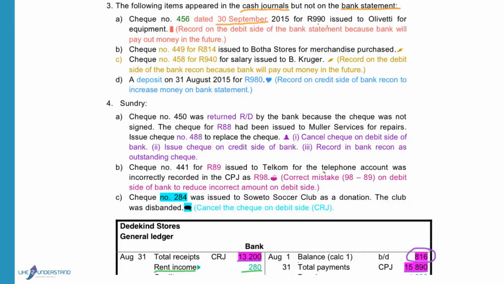Check number 449 for 814 Rand that was issued for merchandise purchase.